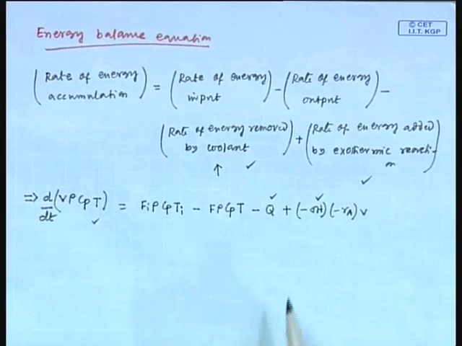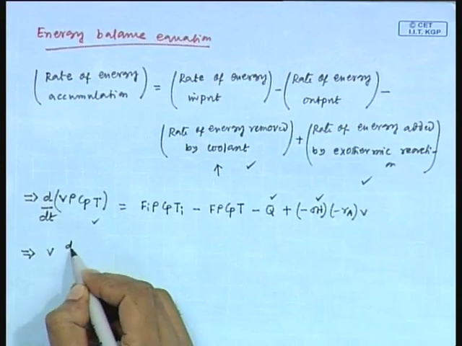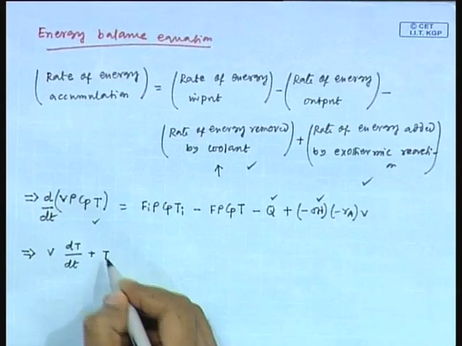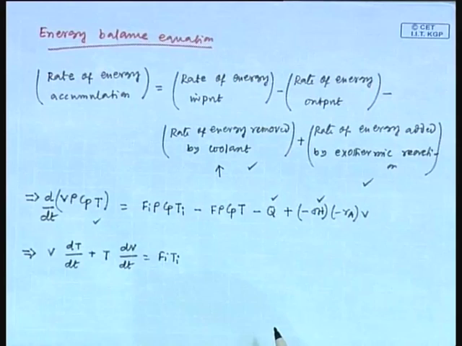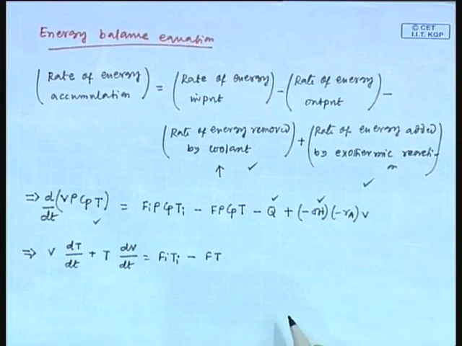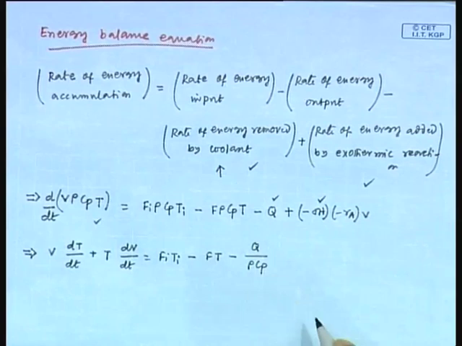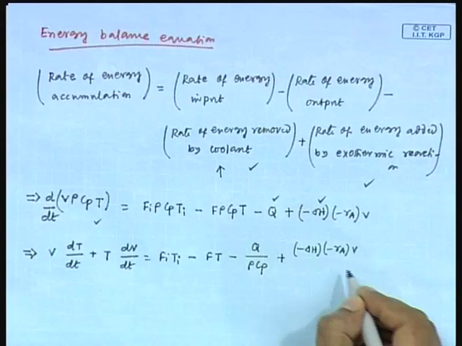Now dividing both sides by rho Cp, V dT/dt plus temperature dV/dt equals Fi Ti, since we are dividing both sides by rho Cp. Next term is F multiplied by T, then Q divided by rho Cp, and finally minus del H minus Ra V divided by rho Cp.